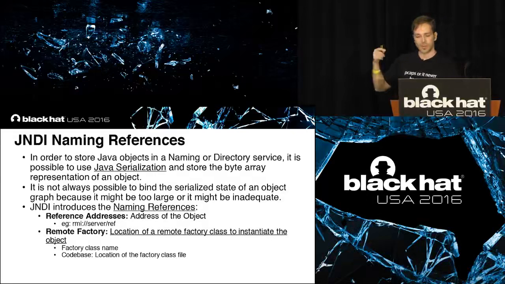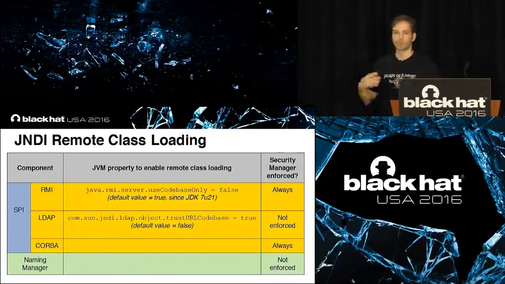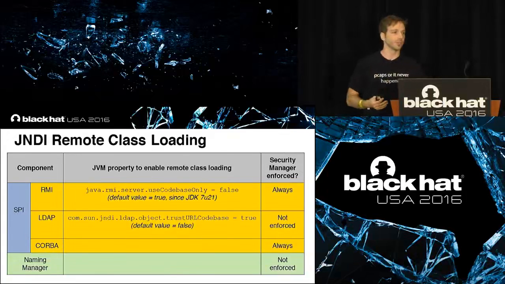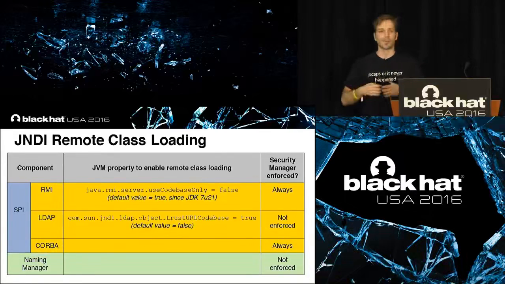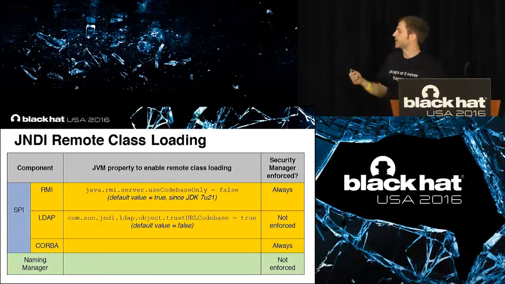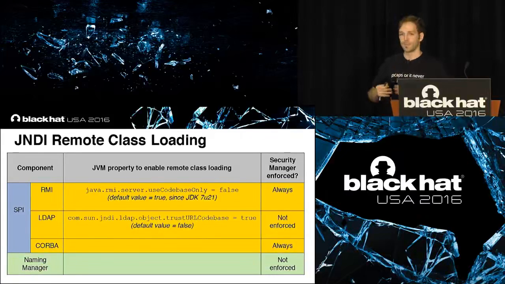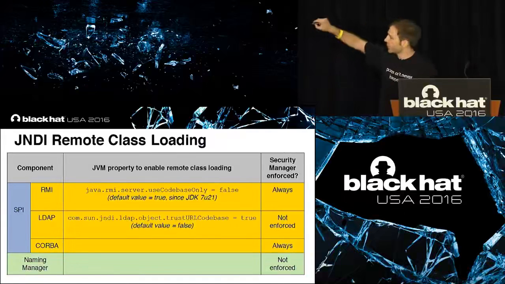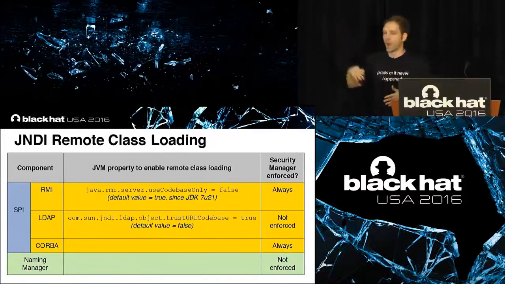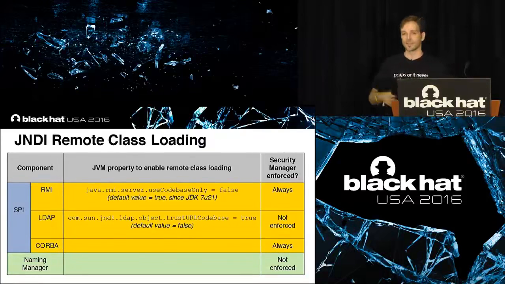When we are talking about loading classes from remote code bases, from remote locations, we are normally expecting some kind of security controls, because otherwise attackers are going to be able to provide a random or arbitrary class with some payload in its constructor or in a static initializer, for example. We found that within the JNDI stack, the approach to protect this remote class loading is not consistent at all. In the SPI layer, for RMI, there is a JVM property that needs to be enabled in order to allow the remote class loading. And this property is disabled by default.